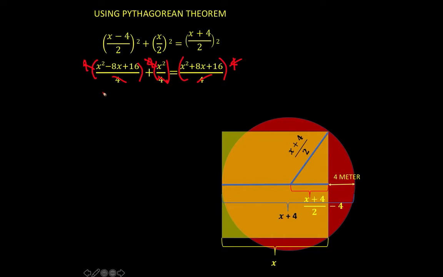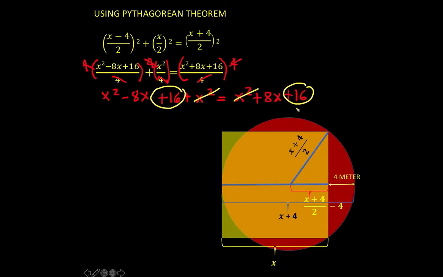And then what we have now is x squared minus 8x plus 16 plus x squared equals x squared plus 8x plus 16. We can subtract x squared from both sides, so this will be cancelled out. The same here, you have positive 16 and positive 16. By subtracting 16 from both sides, we'll be able to eliminate this 16. And what is left is x squared minus 8x equals 8x. And then subtracting 8x from both sides, we'll have x squared minus 16x equals 0.